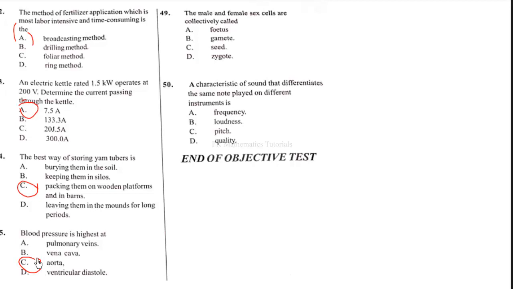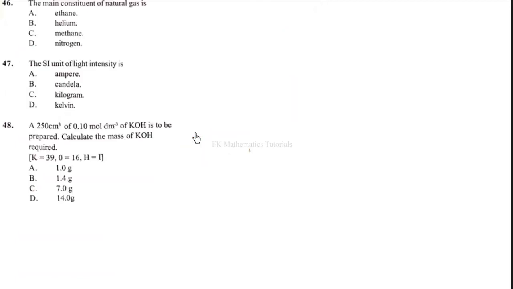The male and female sex cells are collectively called gametes. Option B. A characteristic of sound that differentiates the same note played on different instruments is the quality of the sound. The main constituent of natural gas is methane. The SI unit of light intensity is candela.